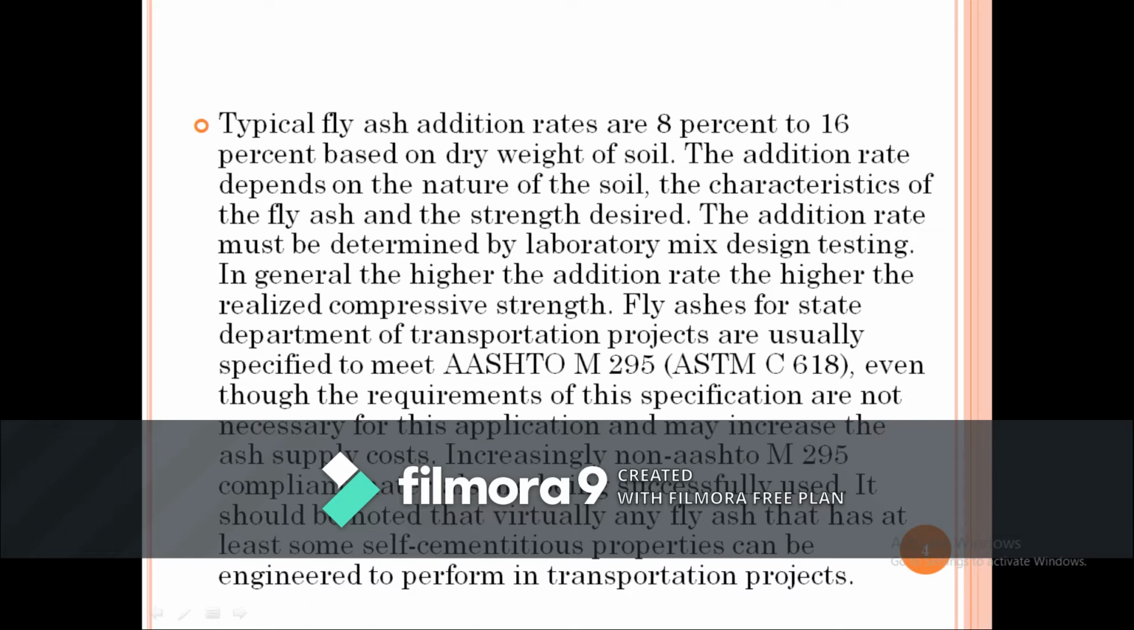ASTM M295 is mainly related to the construction of road projects. So, over there it should be able to help you in the construction. It should have cementitious properties, and the binding property should be good. So, generally we do not take from 8 to 16%; it is from 8 to 10%, or at the maximum 12%, that we use.